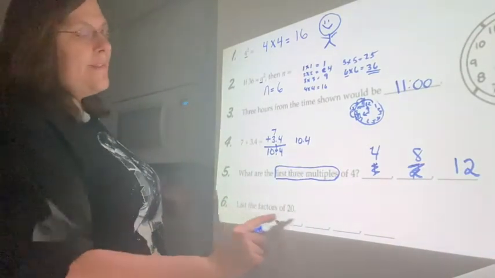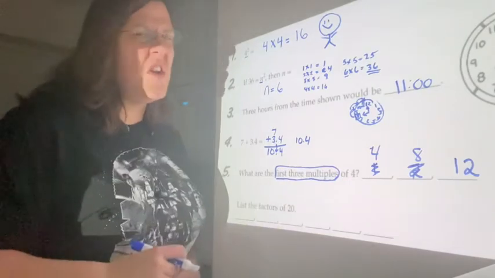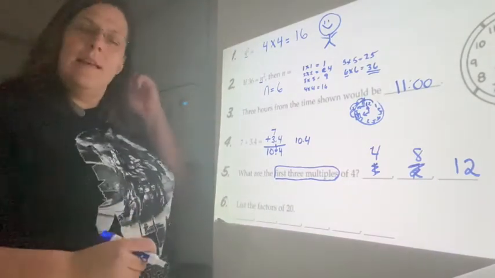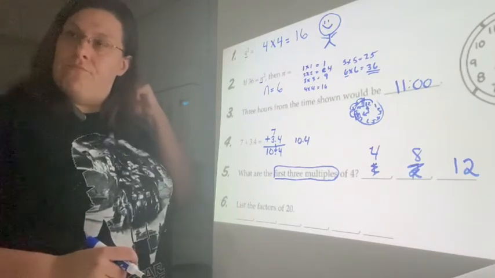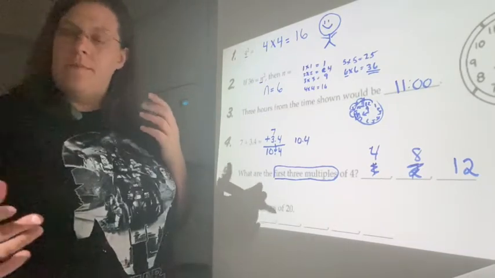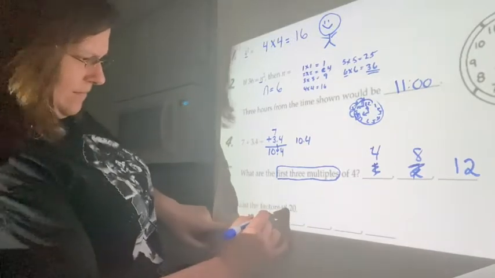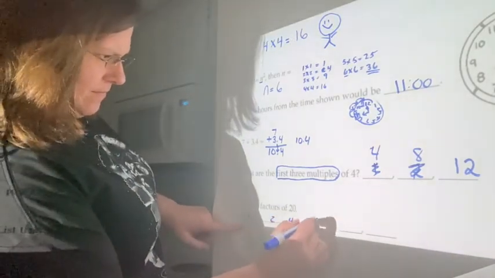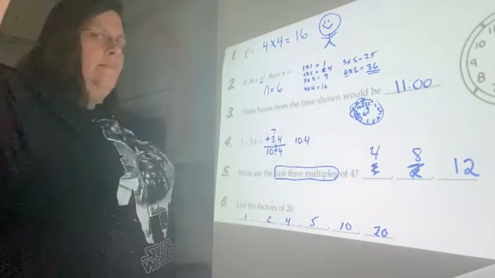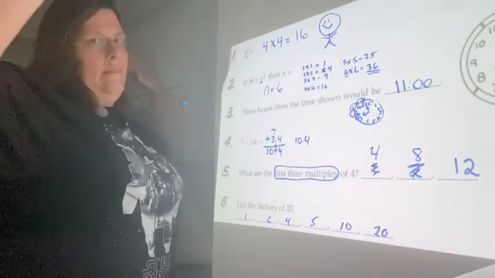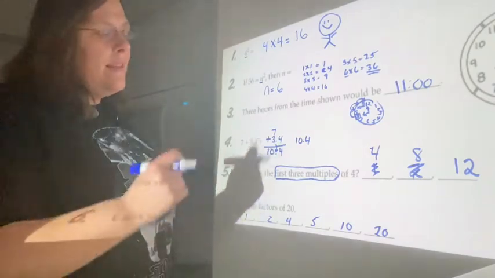Okay, list the factors of 20. Now this one I know Alexa knows. Alexa, what is the factors of 20? 20's factors are 1, 2, 4, 5, 10, and 20. That is correct. That I know is correct.